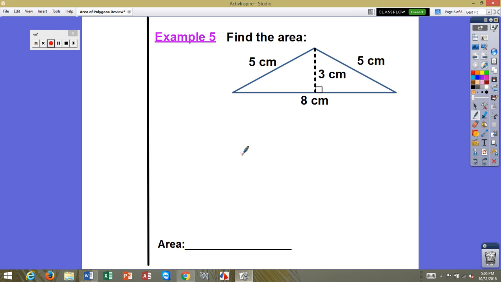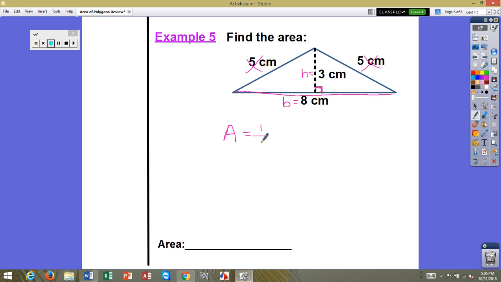Now let's practice a triangle. Okay, first of all, we need to identify our parts. We need to identify our base and our height. Remember, base and height have to create a perpendicular relationship. Okay, so we have this height running down the middle. That height has that 90-degree corner, so we know that 3 is our H, and it's running into its base of 8. So we're going to use 8 as our B. That means the 5s on either side are not going to be used in this formula.